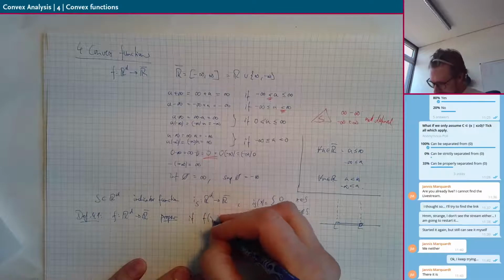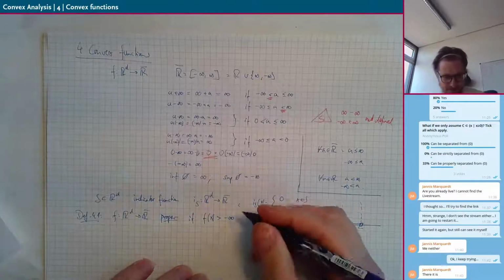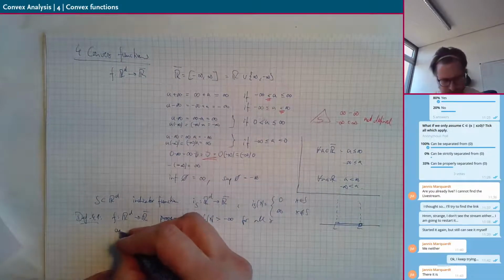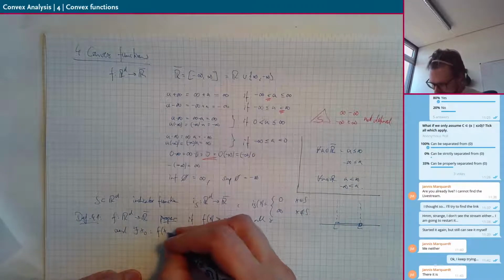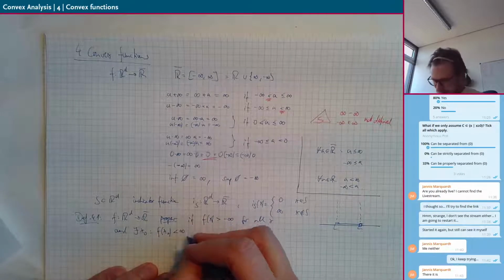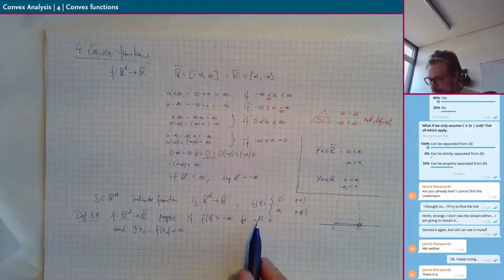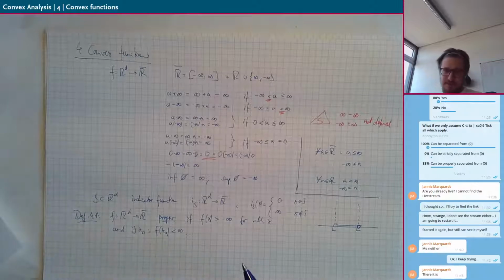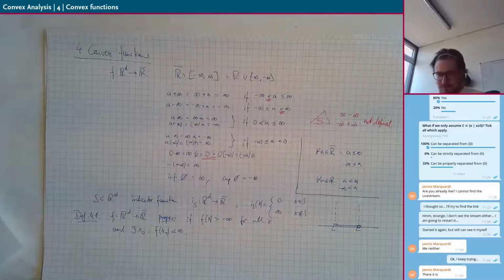A function f is proper if it never assumes the value minus infinity for all x, and there exists at least one x0 such that the value of f at x0 is finite. So proper functions are never minus infinity, and at least at one point they are finite. Any function which assumes minus infinity at some point is not proper, and also the function which is constantly plus infinity is also not proper.